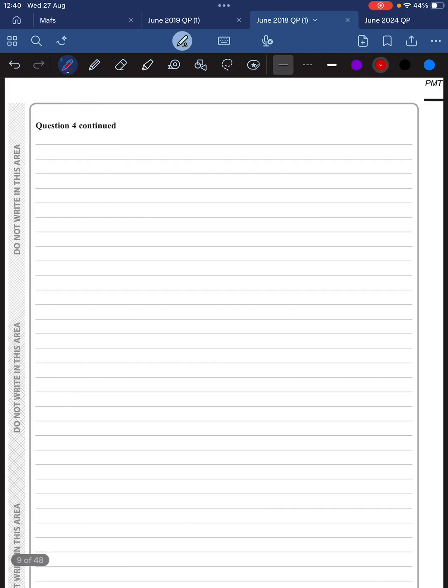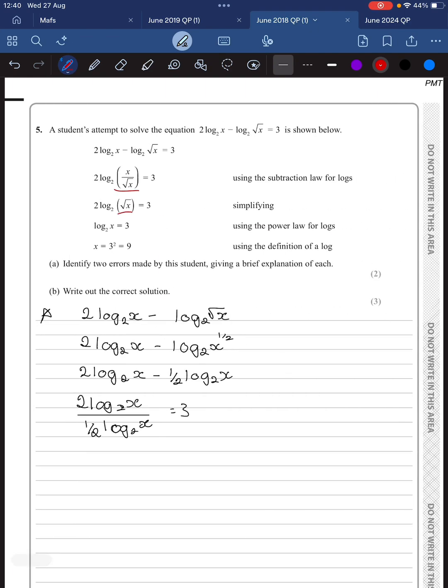Question 4 is fine. Question 5. So the mistake I did is I didn't apply the rules of logs properly. And when you're given a question like this, where you're given a student's attempt, the first thing you should do is actually attempt it for yourself first and then compare it to what the student got. It would be much easier that way, because if you did it yourself and did it correctly, then it would be much easier to compare.